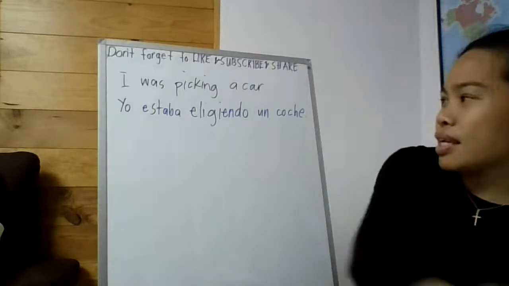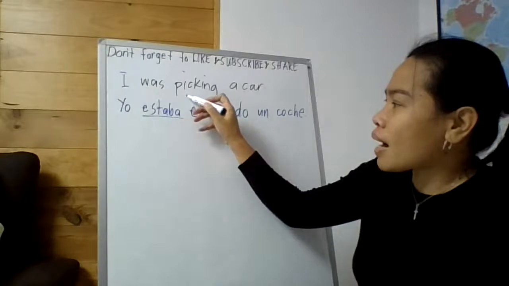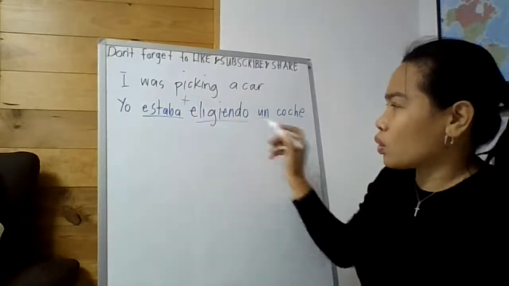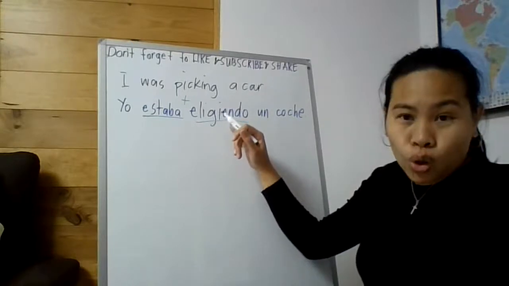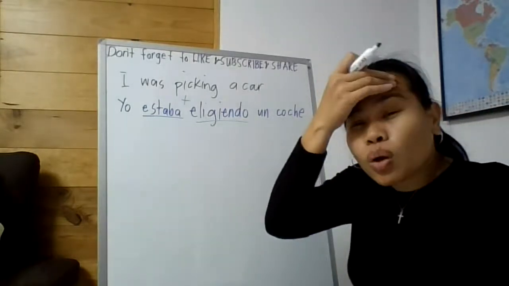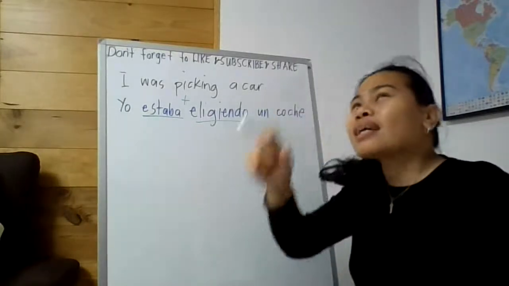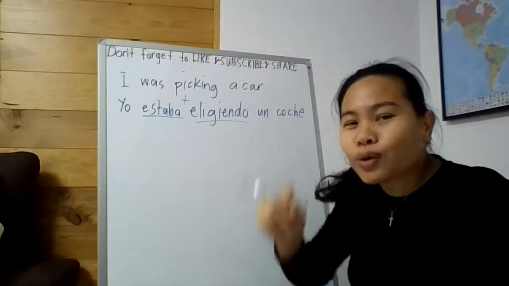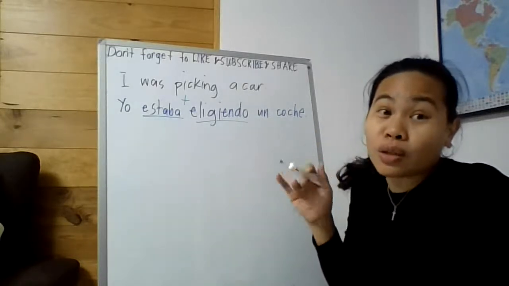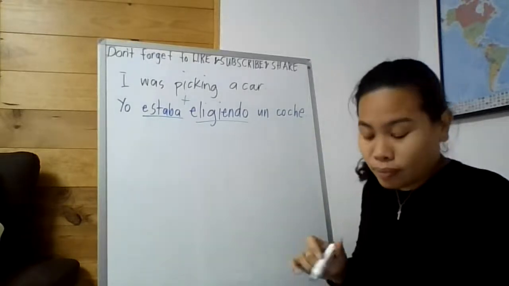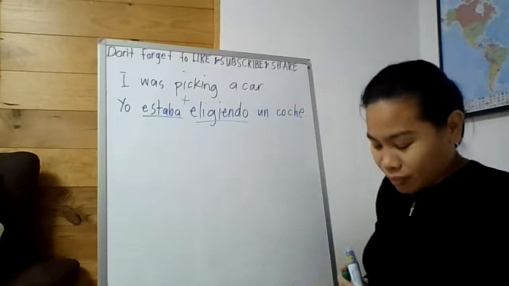So, as you can see, este es el verbo estar más otro verbo, elegir. Eligiendo. So, if you are talking about tomar, for example, yo tomo agua. O también puede ser tomando el sol. Estoy tomando el sol. Okay?